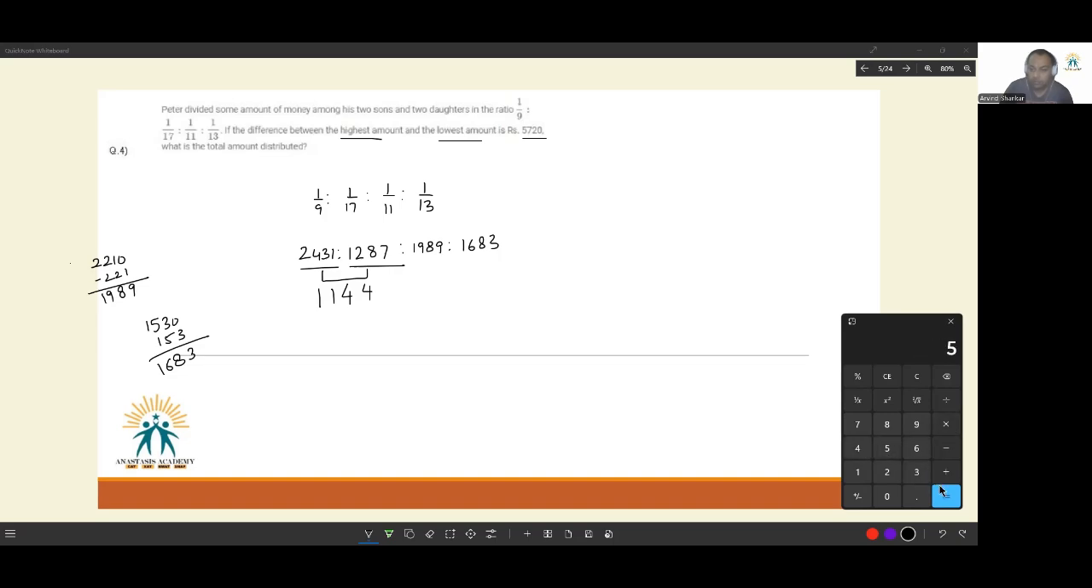1144 into most likely 5, no? 5720. So if I multiply this by 5, I need to multiply every term here by 5. So I'm being lazy now. 2431 plus 1287 plus 1989 plus 1683 is equal to this, so into 5 will give me my answer. The total amount distributed will be 36,950 among the 4 kids.